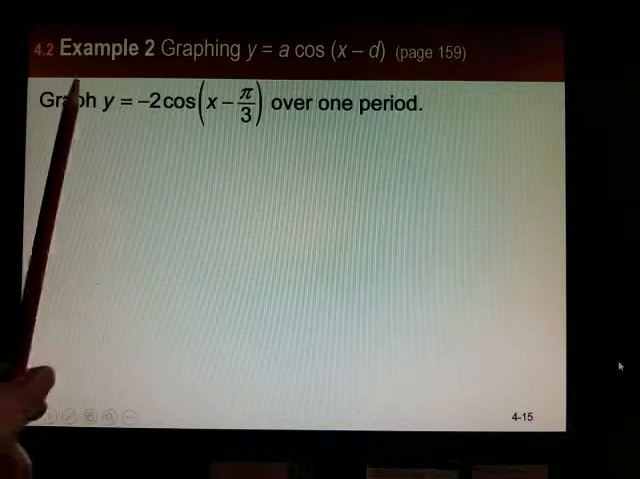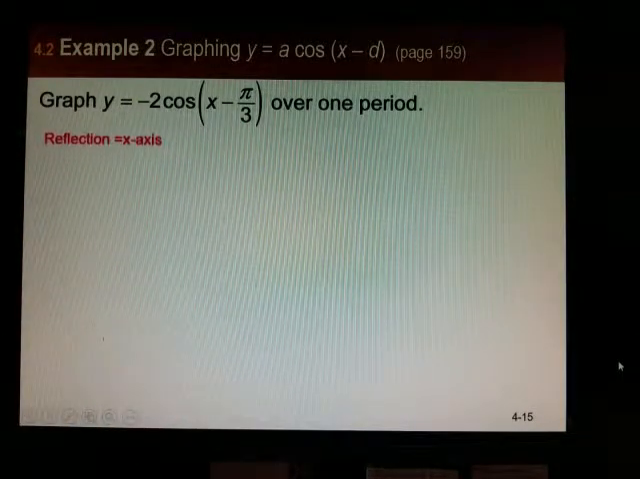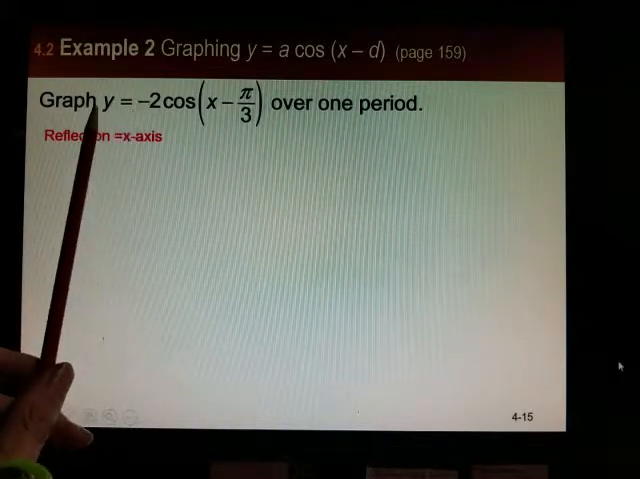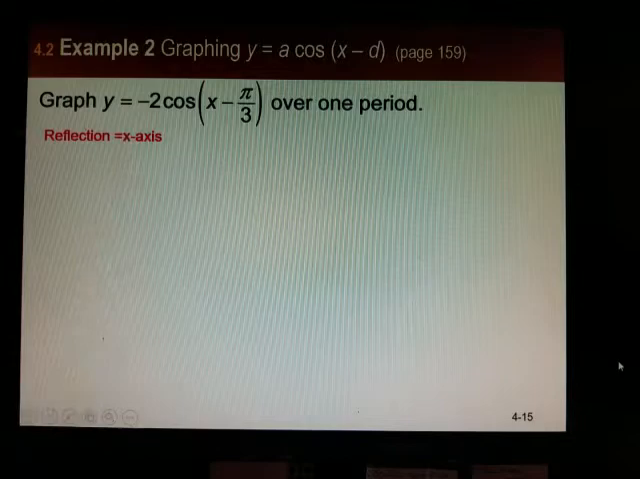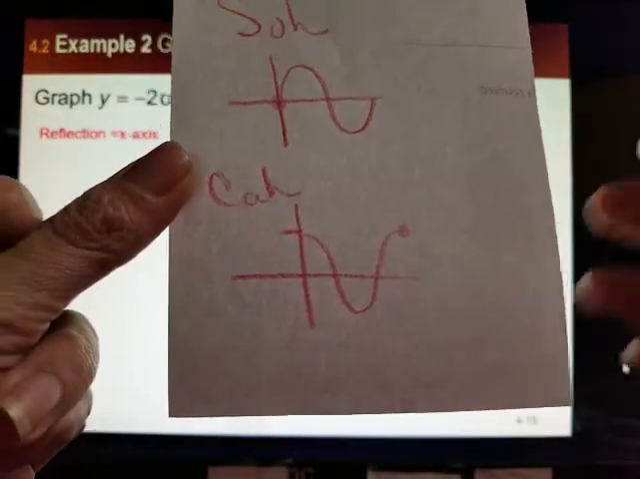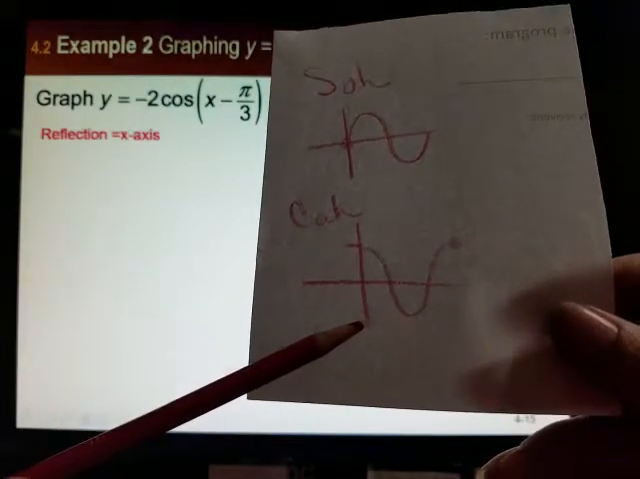So this time, y equals negative 2 cosine of x minus pi thirds. So the first thing I should look for is a reflection. Yep, I have a negative number out front. That is going to reflect this across the x-axis, meaning this was my original cosine graph right here. So it's reflected across the x-axis. So this high point, instead of starting there, is going to start down here at negative 2.